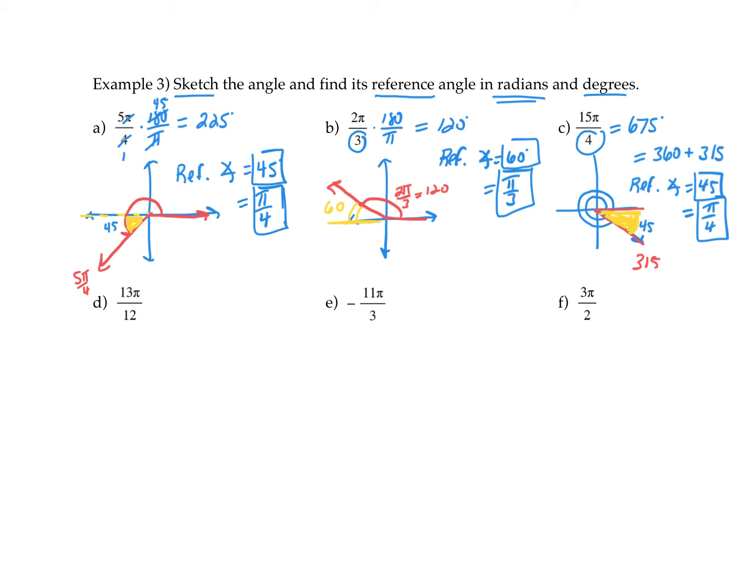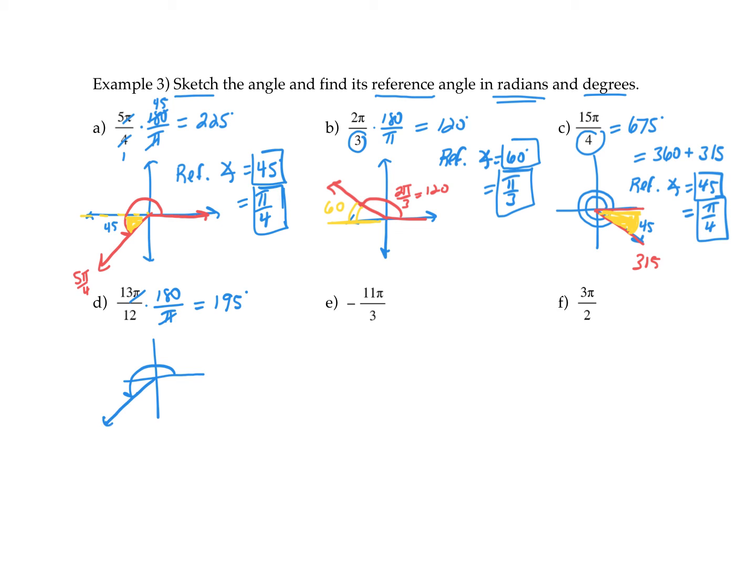Now, D is a little different. We can't use that logic. 12 as the denominator doesn't really help us out. This is not going to be one of our angles that we've seen used commonly. So convert it, right? Divide out those pi's. 12 goes into 180. We're going to end up with 195 degrees. And when I graph that one, it's going to put us into quadrant 3.